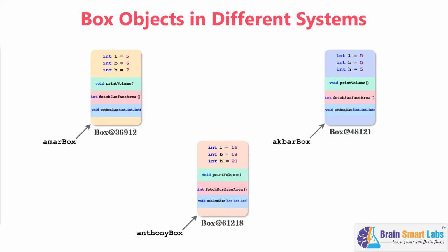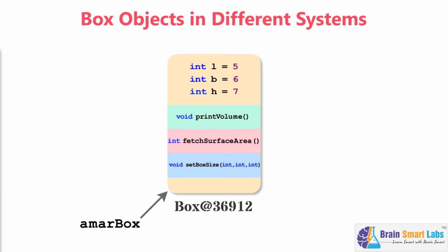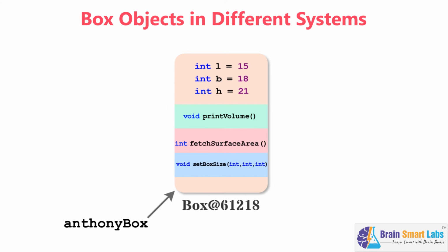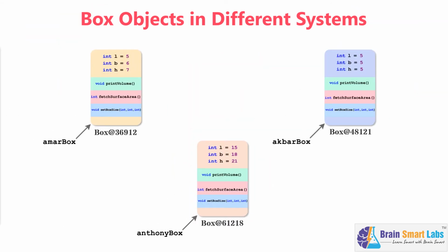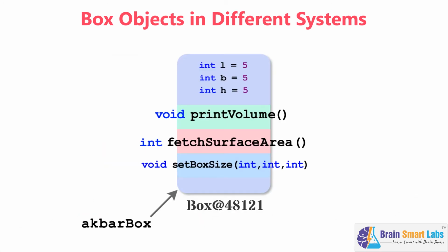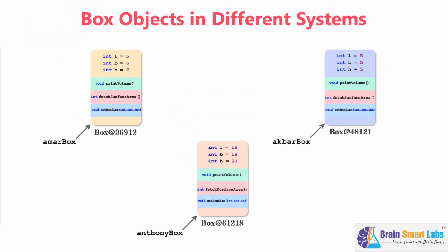Please note, the objects which get created will have its own set of 3 instance variables by name L, B and H, that is here, here, and here. Similarly, the 3 objects will have all 3 methods declared in the template here, here, and here. This proves instance members present in a class template will be a part of every object created anywhere in this world.